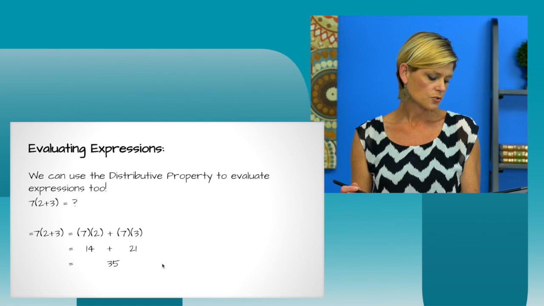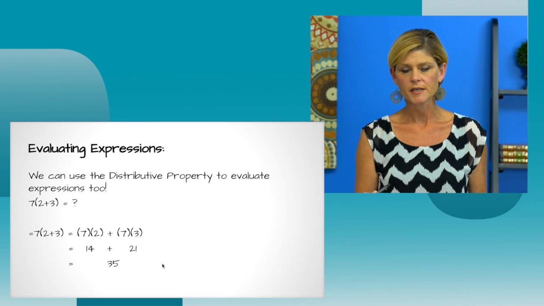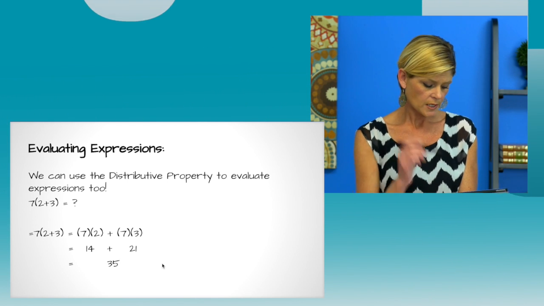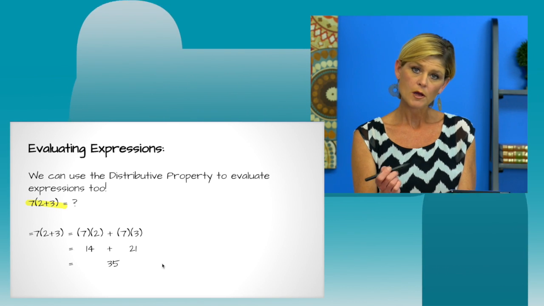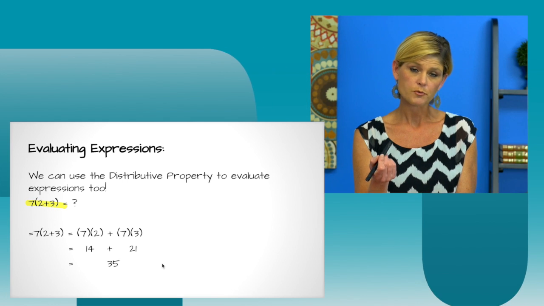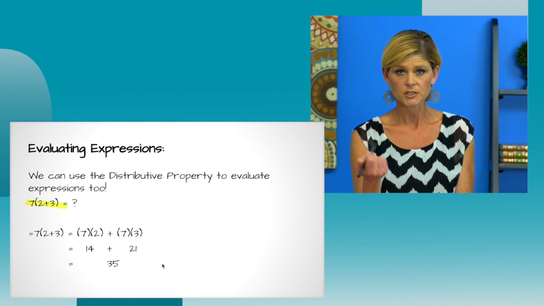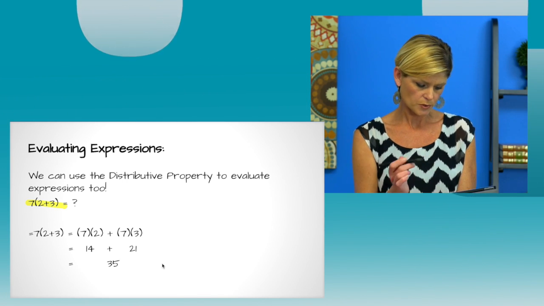So we can also use the distributive property when we are evaluating expressions, when we're trying to solve. Let's see how this works. If I have 7 times 2 plus 3, using the distributive property, it will be easier for me possibly to solve than to do it the way it's written initially.